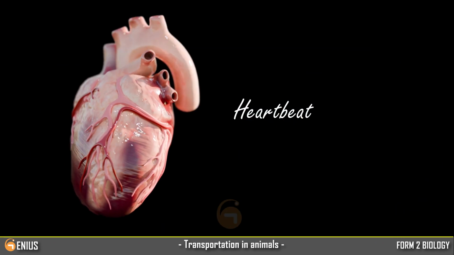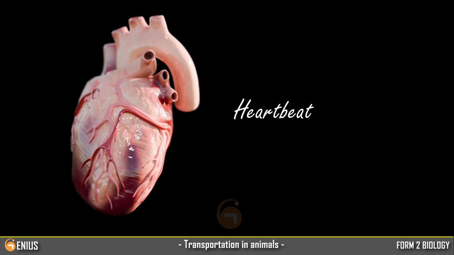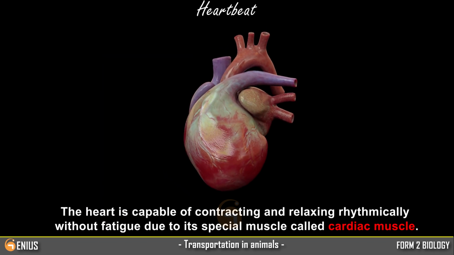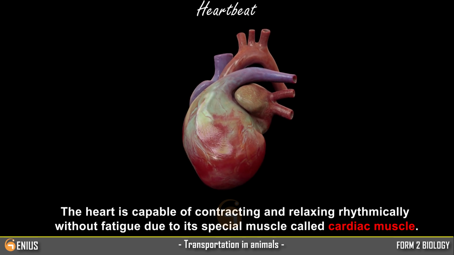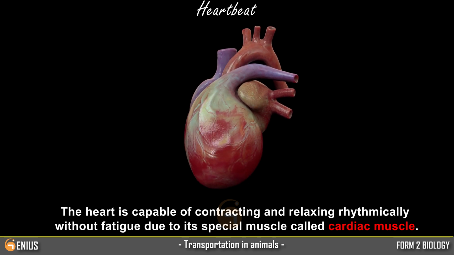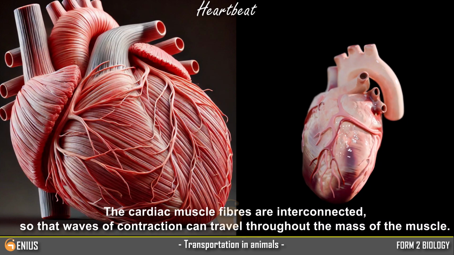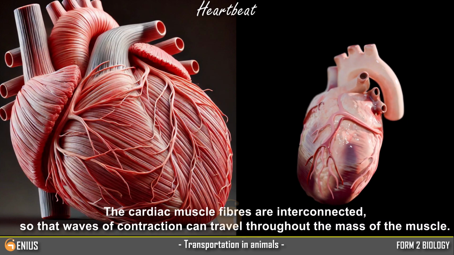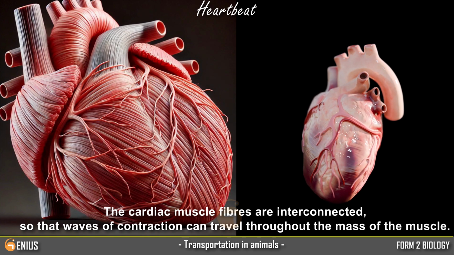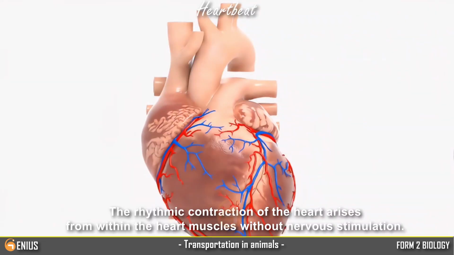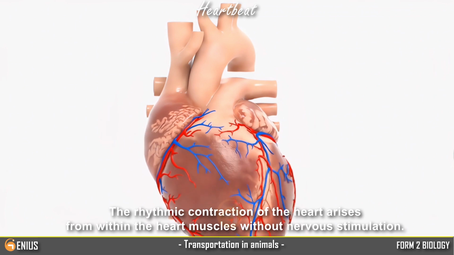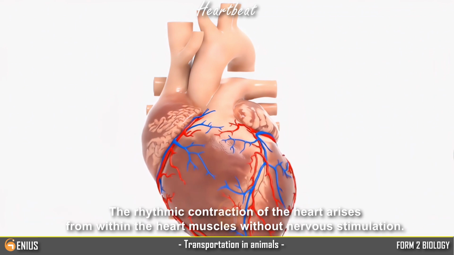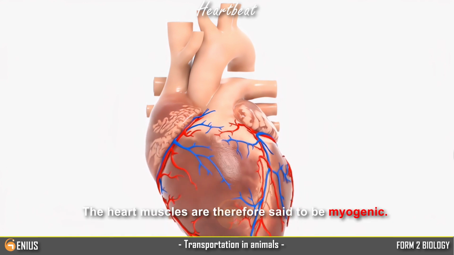Heartbeat. The heart is capable of contracting and relaxing rhythmically without fatigue due to its special muscle called cardiac muscle. The cardiac muscle fibers are interconnected, so that waves of contraction can travel throughout the mass of the muscle. The rhythmic contraction of the heart arises from within the heart muscles without nervous stimulation. The heart muscles are therefore said to be myogenic.